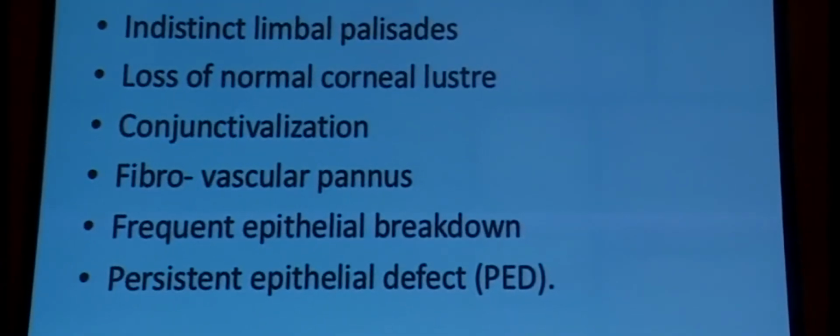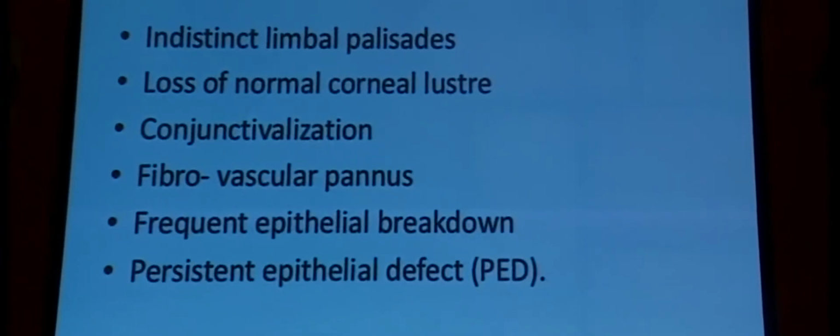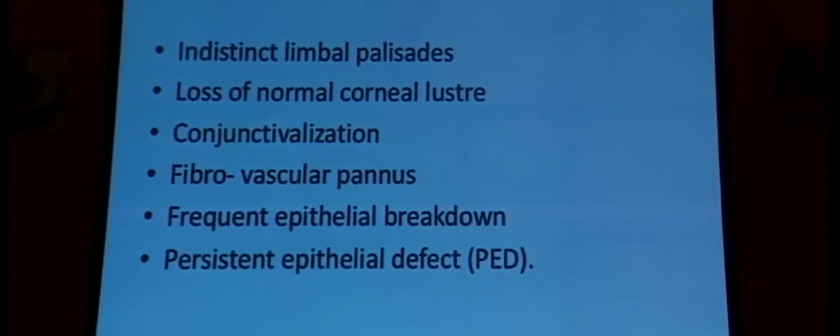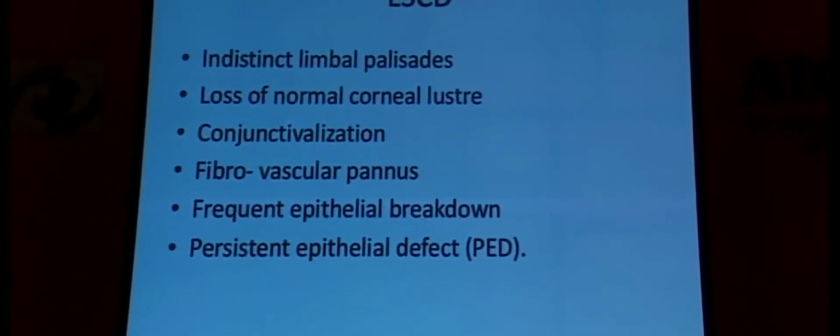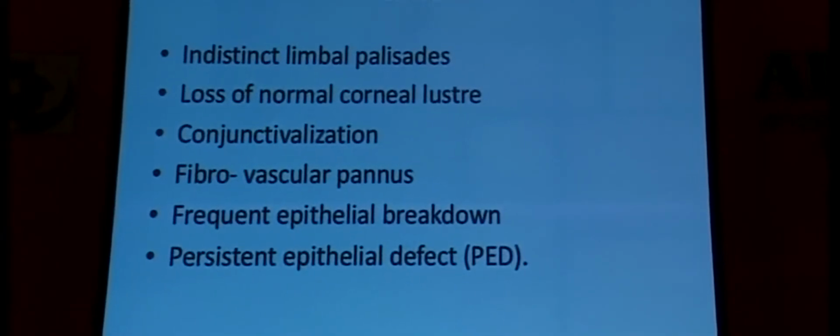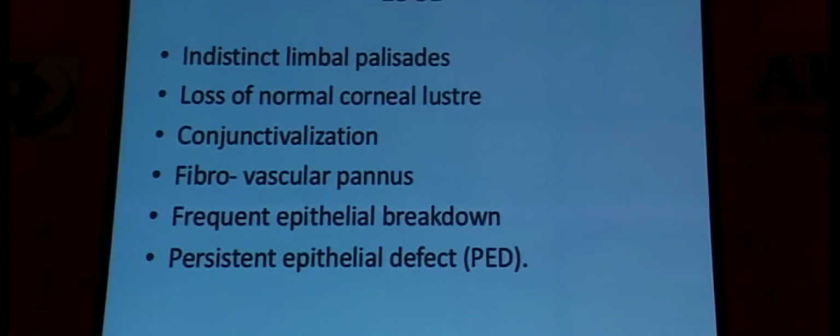As we all know, the limbus is the most beautiful and fascinating structure of the ocular surface, and it harbors the stem cells in the palisades of Vogt. Any destruction of this limbus can lead to limbal stem cell deficiency, or LSCD, which may manifest as indistinct limbal palisades and loss of normal corneal luster. The cornea might look very dull. There might be conjunctivalization along with pannus formation. There might be frequent epithelial breakdowns, difficult to manage, ultimately leading to persistent epithelial defects.